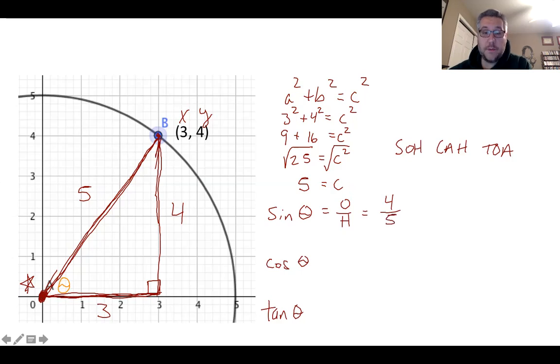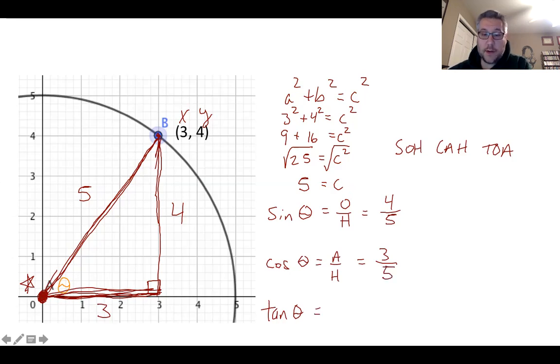That's all you need to do. Cosine is a little funky word for adjacent over hypotenuse. So I'll write that down. Remember, the adjacent connects your reference angle to the 90-degree corner. So your adjacent here is 3, and your hypotenuse is still 5.